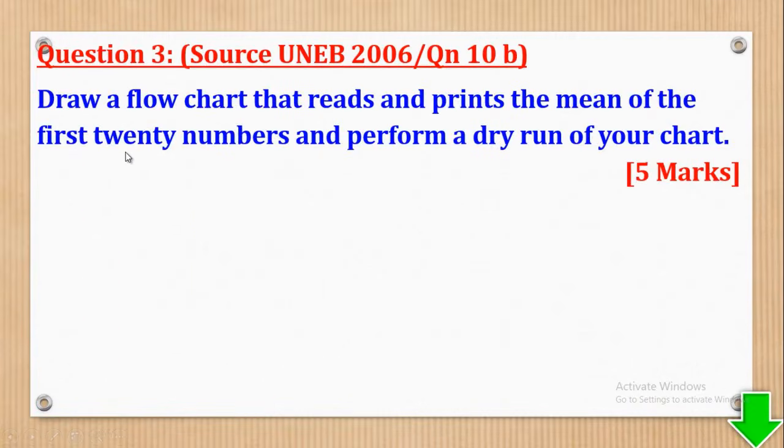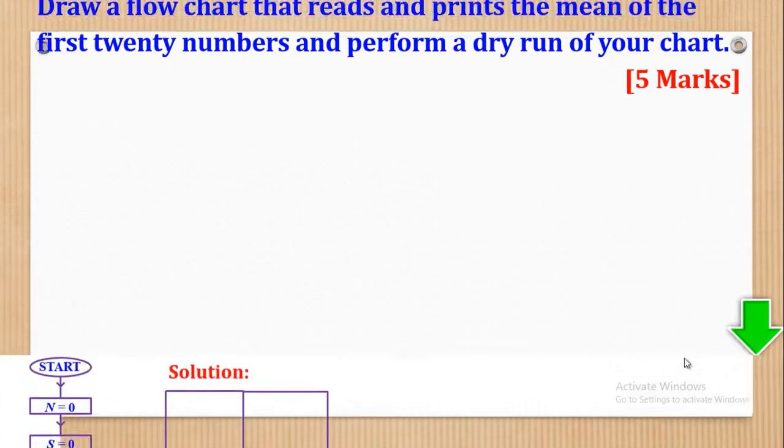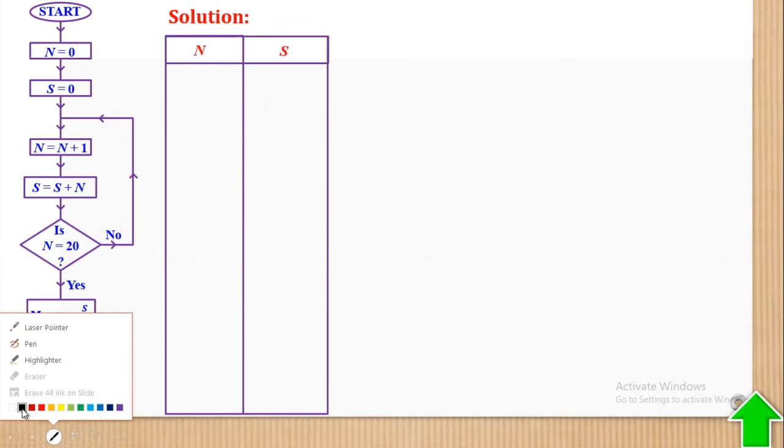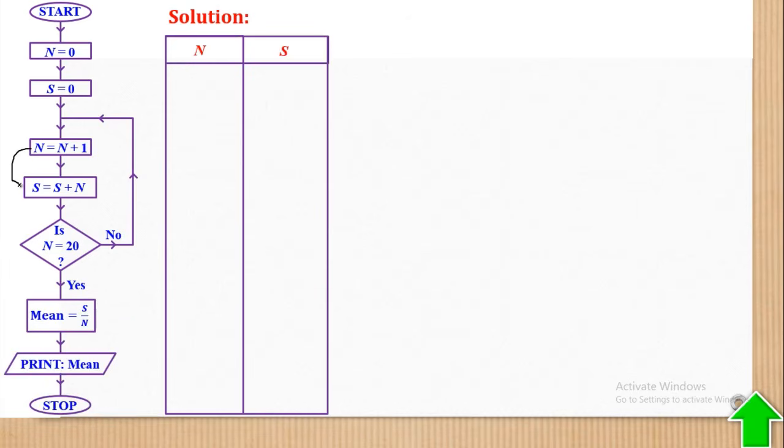Now here you realize that they just said 20 numbers. They didn't specify whether counting numbers or natural numbers. Now because they didn't specify, that is why you see here 0. But if they had specified counting numbers, we would have begun with 1 there. So the variables are N and S. Now the order is because of the assignments. Here it is N followed by S. That is why here it is also N followed by S.